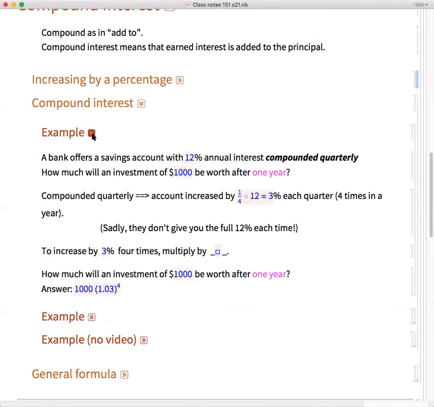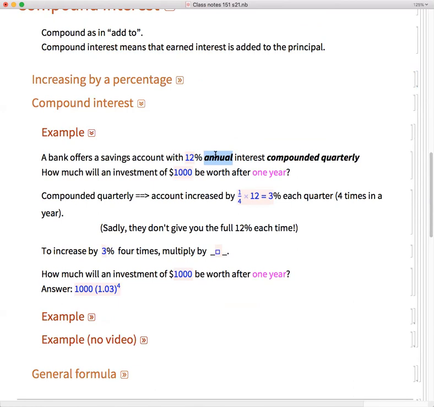So a bank offers a savings account with 12% annual interest. This means 12% annual interest, compounded quarterly. How much will an investment of $1,000 be worth after 1 year?